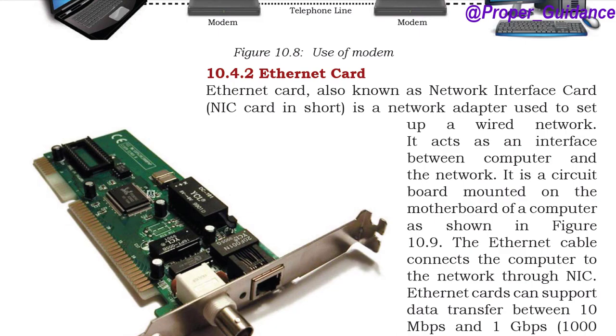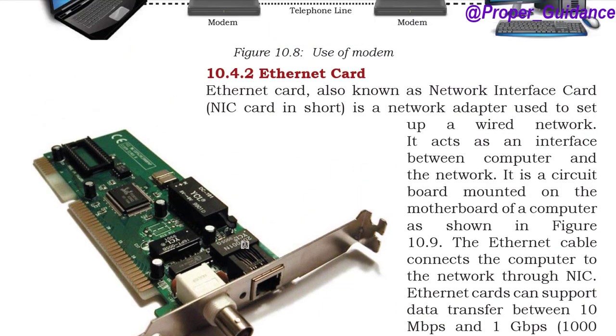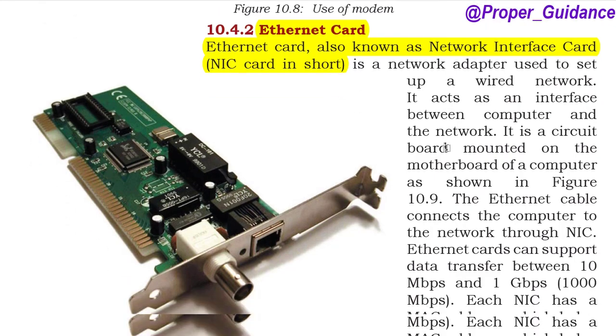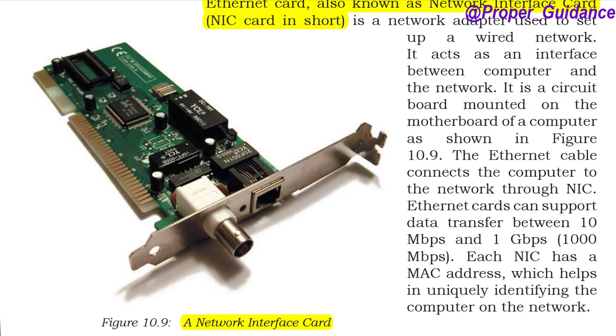After that, Ethernet card. Ethernet card, a network interface card, you can see in picture 10.9. What is it? Ethernet card, also known as network interface card, NIC card in short, is a network adapter used to set up a wired network. It acts as an interface between computer and network. It is a circuit board mounted on the motherboard of a computer, as shown in figure 10.9. You can see it in the motherboard of your computer.